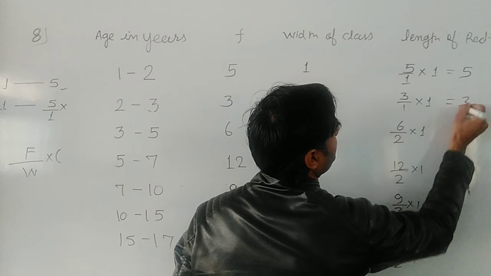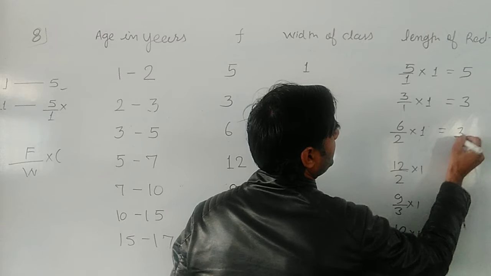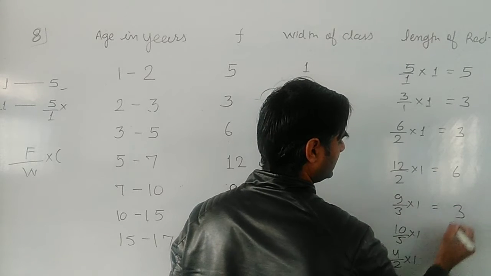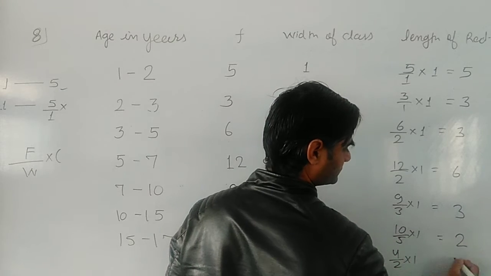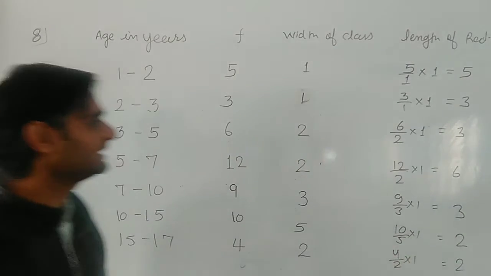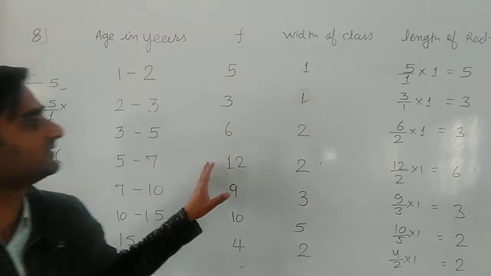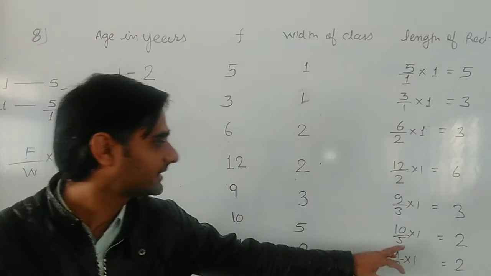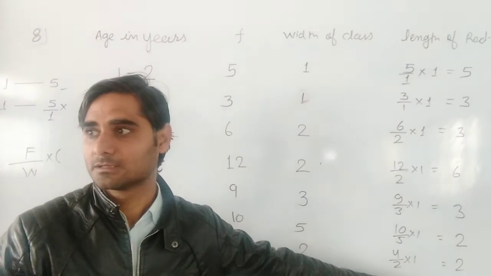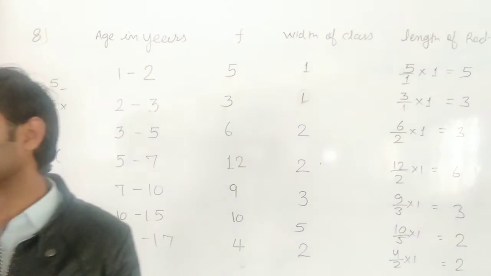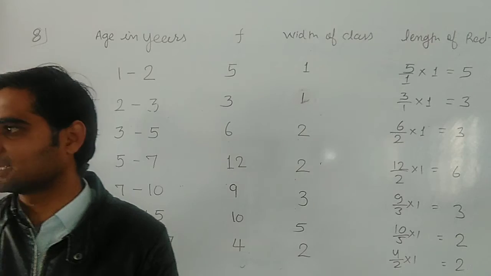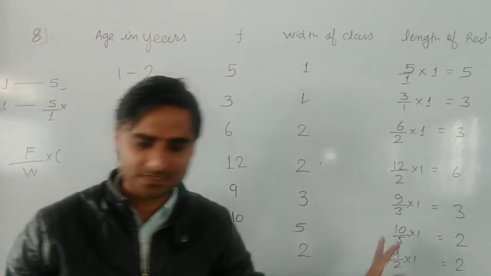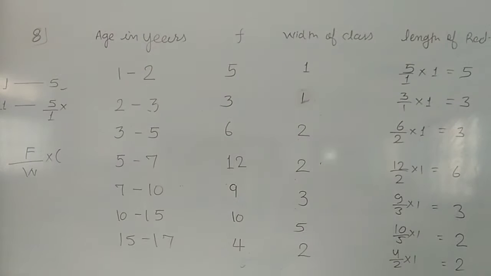5 here, 3 here, 3, 6, 3, 2 and 2. You can see this one is different from this frequency. This is different because 1 is the minimum class interval, the minimum class size. 1 is the minimum class size. Whatever is given here, you can see in the next question. You have one more.